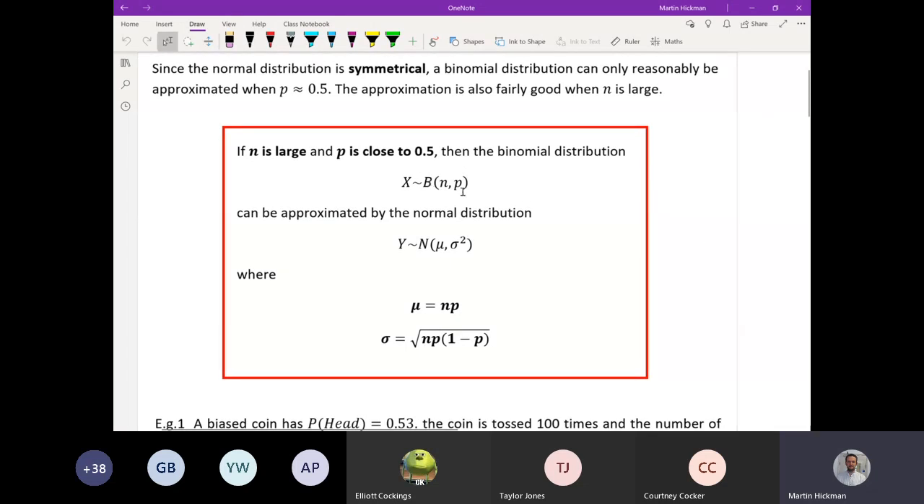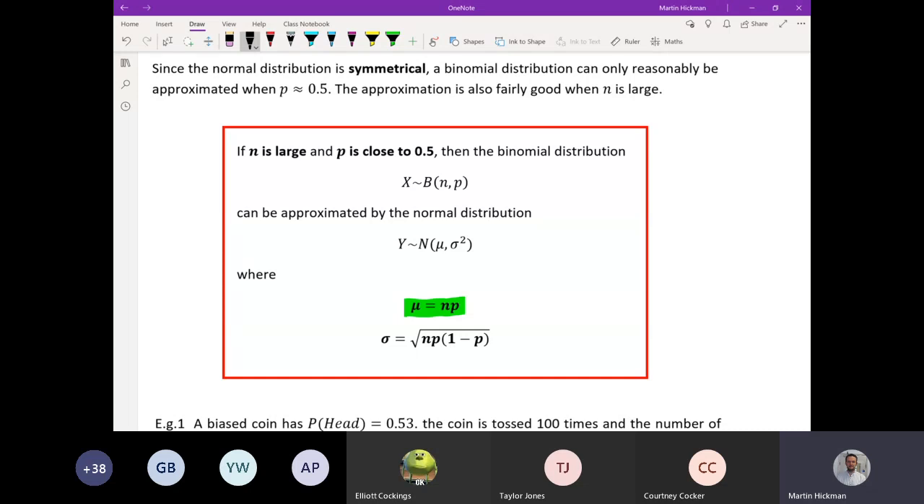Now, when we switch from binomial to normal, with binomial, we have n and p, the number of trials and the probability of success. With normal distribution, we obviously have our mean and variance. Now, to work out the mean, all we have to do is just do the number of trials times the probability. And by the way, these two formulae here, you will get in your formula book. So how we work out the mean and how we work out the standard deviation from the binomial, you will get these given in the formula book.